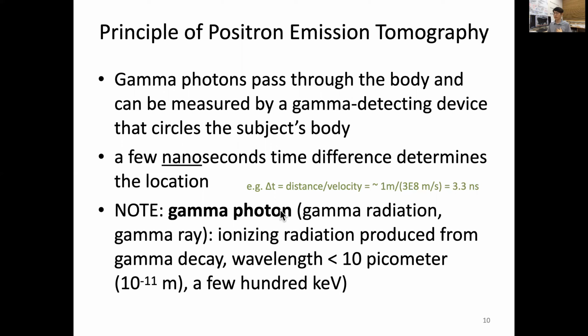Gamma photon or gamma radiation, or what we call gamma ray, is ionizing radiation which is produced from gamma decay, and it has a wavelength of less than 10 picometers, and in terms of energy, a few hundred kilo electron volts.